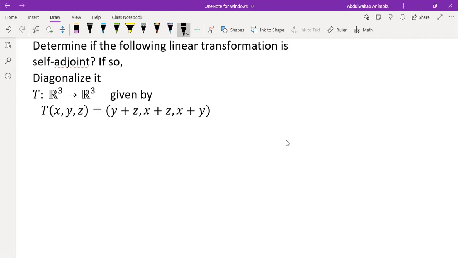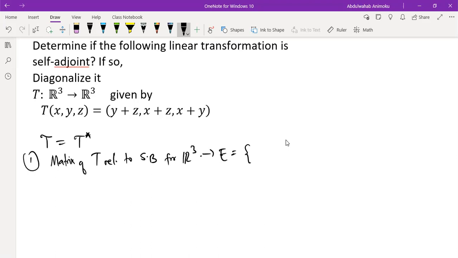So the first thing that we need to find out is whether this linear transformation is self-adjoint or not. And we said a self-adjoint transformation is a transformation in which T is equal to T star, where T star is the adjoint of that transformation. So the first step in this process is to find the matrix of the transformation relative to the standard basis for R cube. The standard basis is basically E1, E2, and E3.